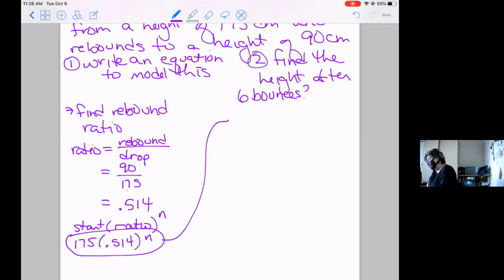Now I'm going to bring this equation up here. What's my variable? What's my n? Parker? And how many bounces do I want? So I'm going to put a 6 here. Now here's how you're going to use your calculator, guys. You've got to use a calculator for this.